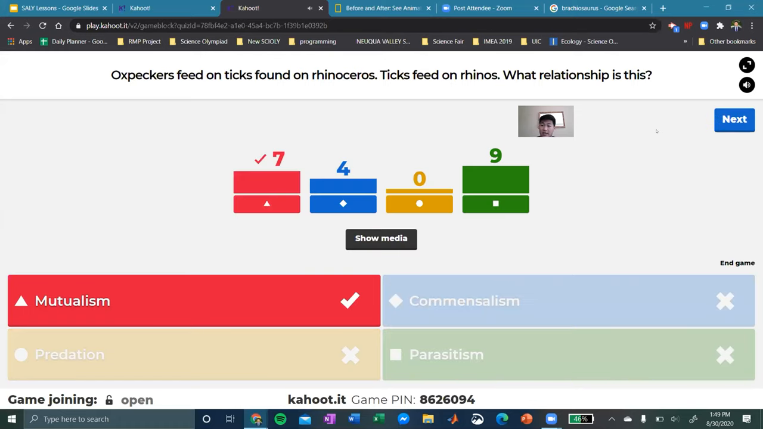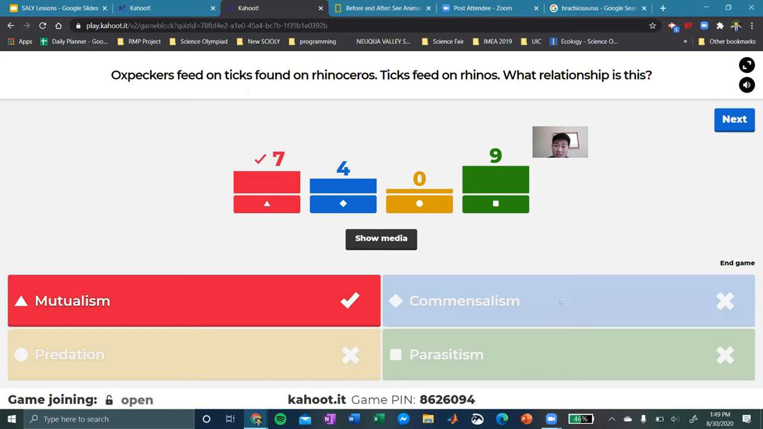So the answer is that this is mutualism. And mutualism is where both organisms benefit. So the ticks feed on the rhinoceros, so the ticks are bad for the rhinos. So the oxpeckers take away those ticks that are harmful to the rhinos. So that's how the oxpeckers help the rhinos. And the rhinos help the oxpeckers because they provide the oxpeckers with food, which are the ticks. So this is beneficial for both organisms.